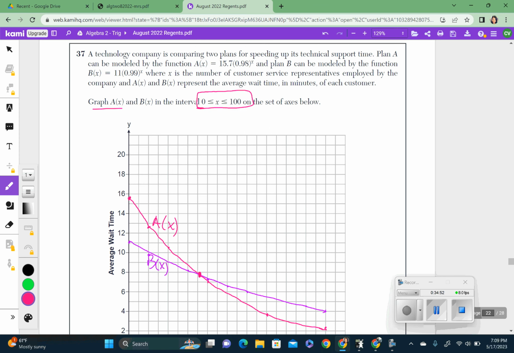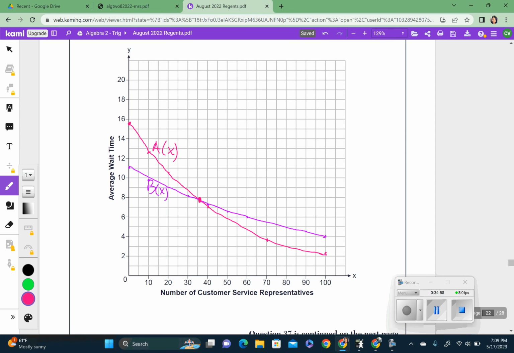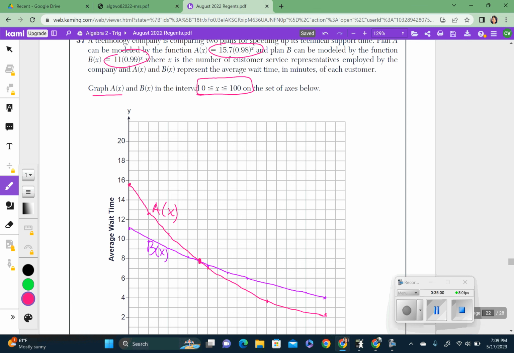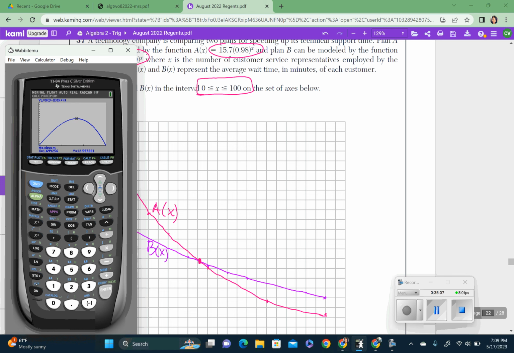So A of X is this right here. B of X is this right here. You go to your table and you actually plot the points only from 0 to 100. So I want to actually show you something with this, right? Let me just go ahead and take my calculator. I'm going to show you one. Let me just reset my calculator so that way you'll see exactly what I'm doing. So it's not going to seem like magic to you.